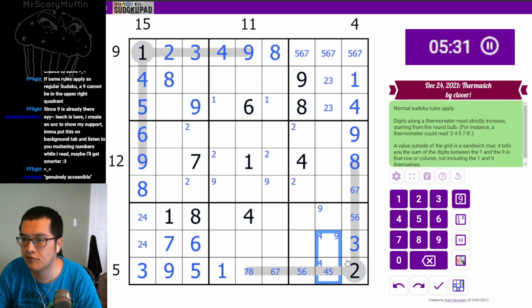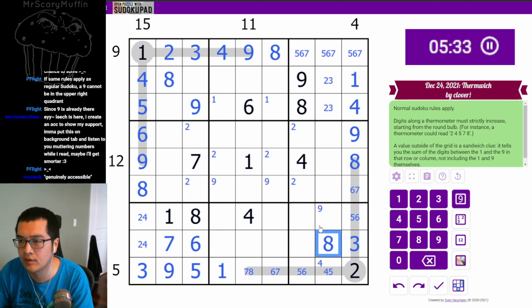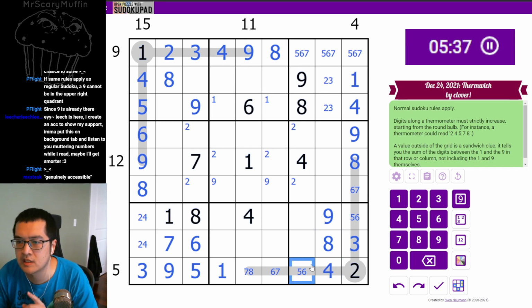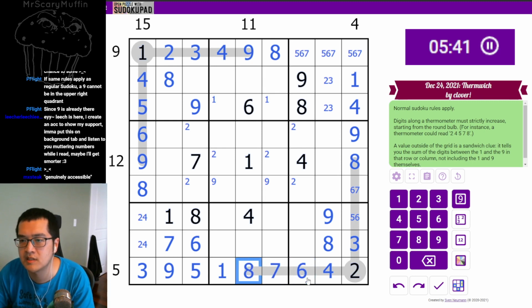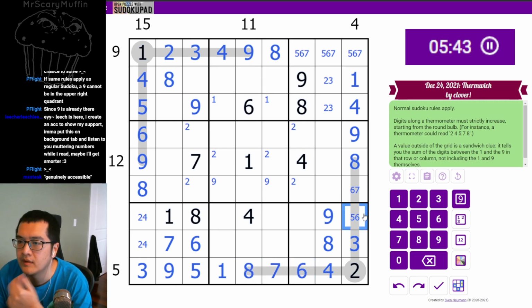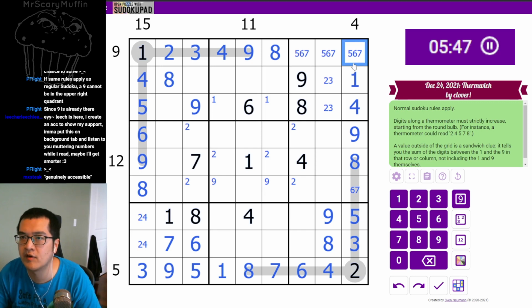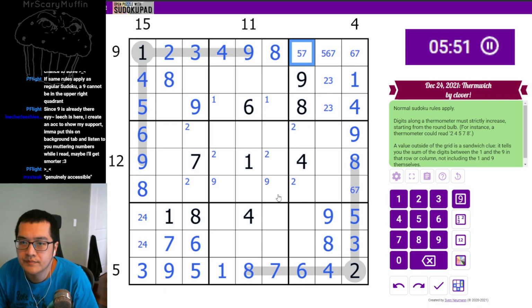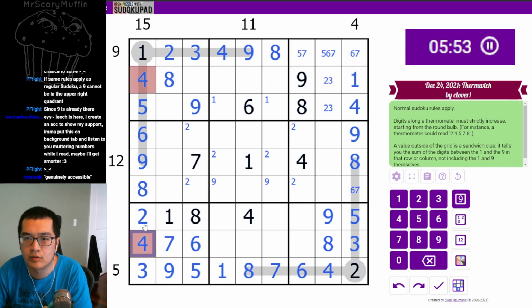So this is a 4, 8, and obviously 8 can't go in there, so there's a 9, and that's a 4, which doesn't affect us. This could still be anything. Wait, we have a 5 already. That's a 6, that's a 7, that's an 8. Okay, that means that's a 5. This can be a 6 or a 7 still, but this can't be a 5 anymore. And this can't be a 6 anymore.